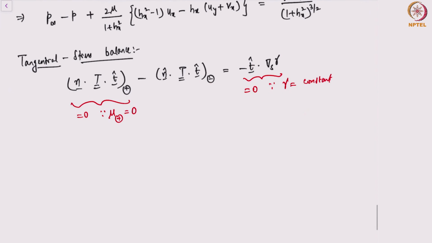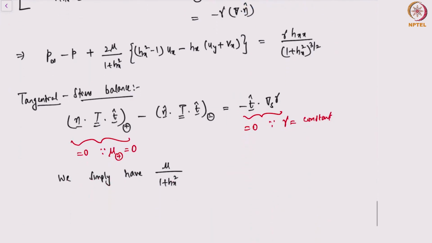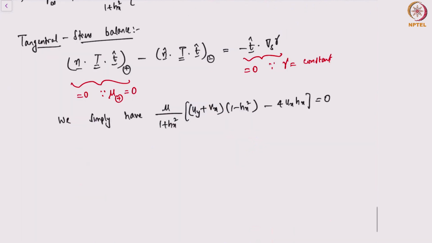So what do we simply have? We simply get mu by 1 plus hx square. We have already derived n dot capital T dot small t: mu by 1 plus hx square times uy plus vx times 1 minus hx square minus 4 ux hx is 0. We can even ignore that mu by 1 plus hx square.